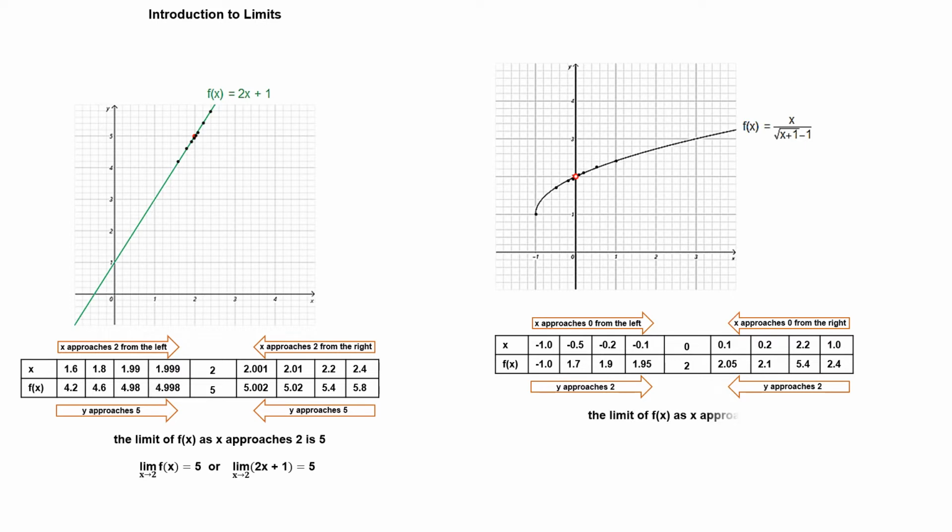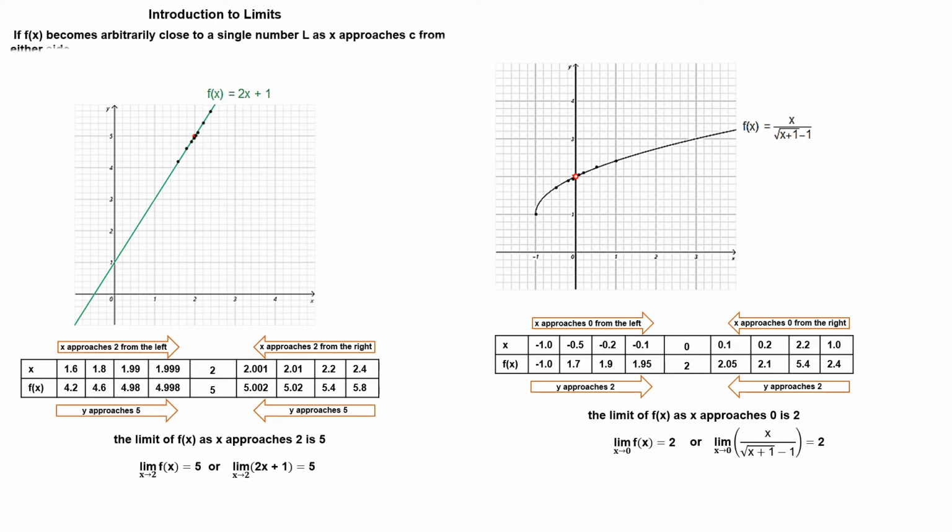Because this is true, we say that the limit of the function as x approaches 0 is 2, and we write this phrase using limit notation as follows. The limit of the function as x approaches 0 is 2. From this brief and informal description of a limit, we can think of an informal definition of limit. If f of x becomes arbitrarily close to a single number L as x approaches c from either side, the limit of f of x as x approaches c is L. This limit is written as follows.